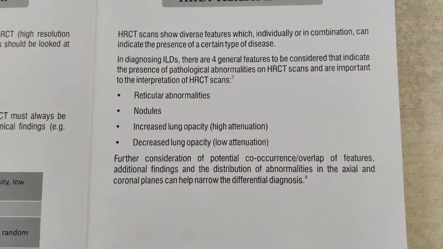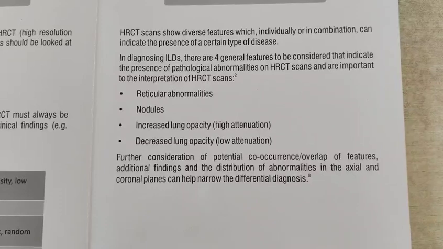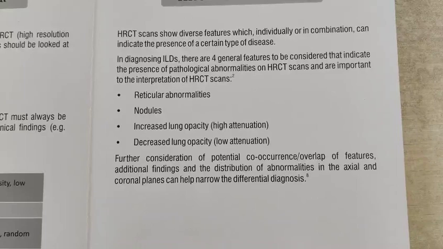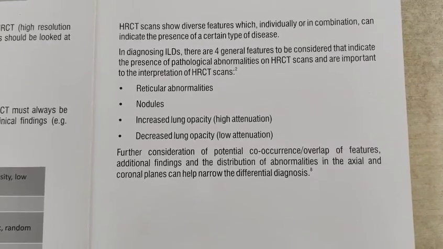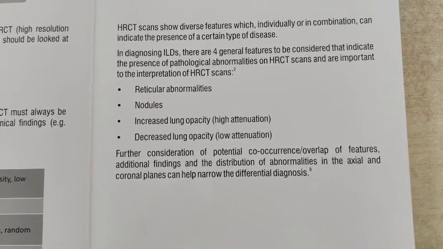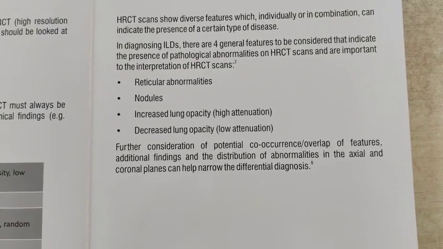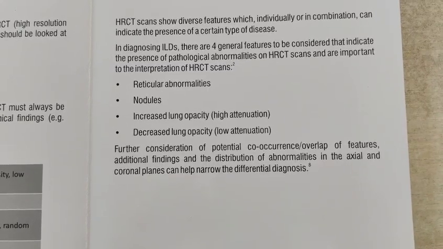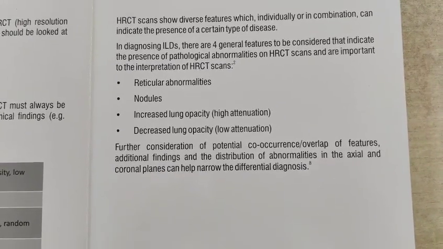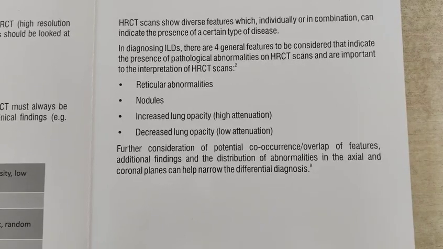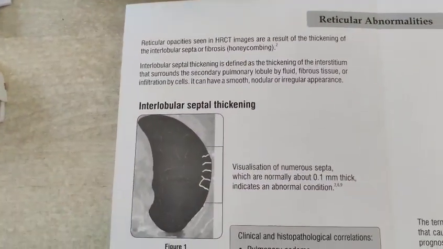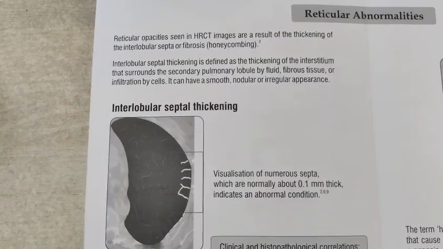In diagnosing ILDs, there are 4 general features to be considered that indicate the presence of pathological abnormalities and are important to the interpretation: reticular abnormalities, nodules, increased lung opacity or high attenuation, and low attenuation. Further consideration of potential co-occurrence or overlap of features, additional findings, and distribution of abnormalities in axial and coronal planes can help narrow the differential diagnosis. So these will all aid in the interpretation of HRCT and coming to the differential diagnosis.